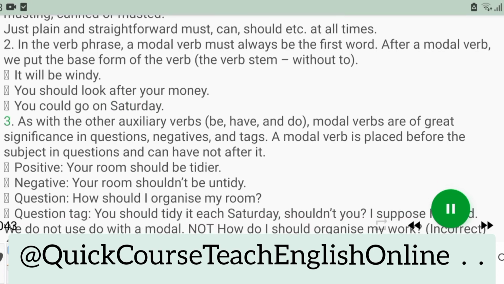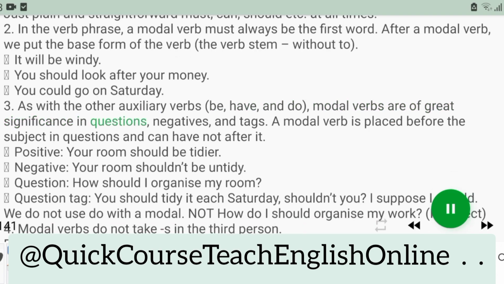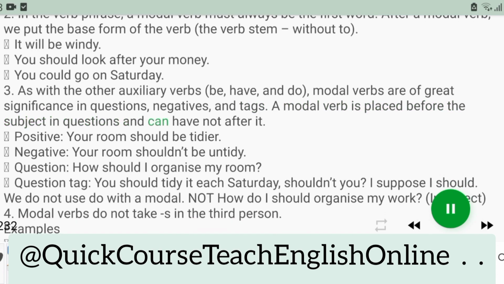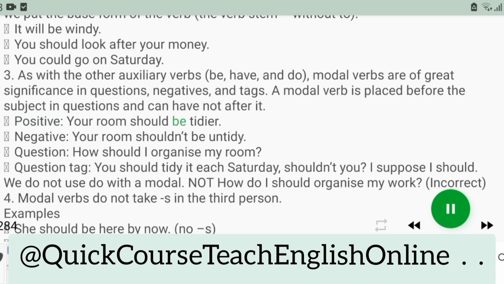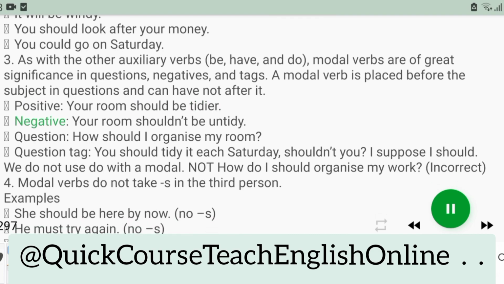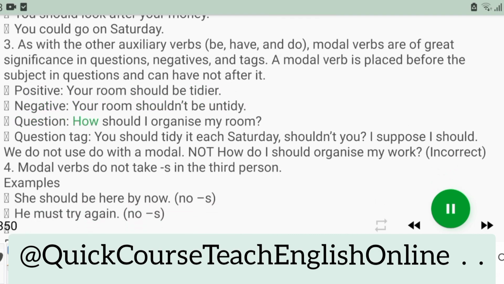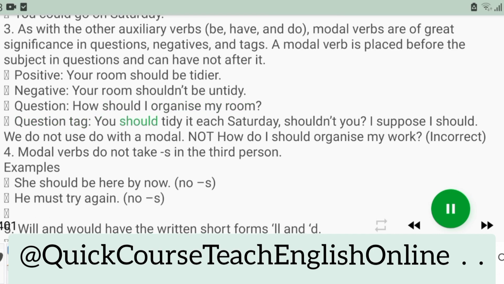3. As with the other auxiliary verbs be, have, and do, modal verbs are of great significance in questions, negatives, and tags. A modal verb is placed before the subject in questions and can have not after it. Positive. Your room should be tidier. Negative. Your room shouldn't be untidy. Question. How should I organize my room? Question tag. You should tidy it each Saturday, shouldn't you?